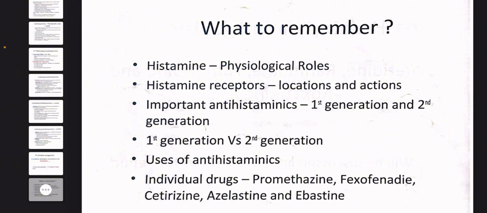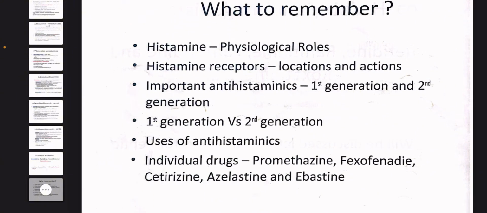Histamine, its physiological role, you should remember, it plays a role in allergy, in vomiting, in itching. It has different physiological roles to play. It plays a role in the secretion of HCl. The receptor locations, we've already seen the locations and their actions: H1 receptors in the smooth muscles and blood vessels, H2 in the gastric gland, H3 in the brain, all of that.